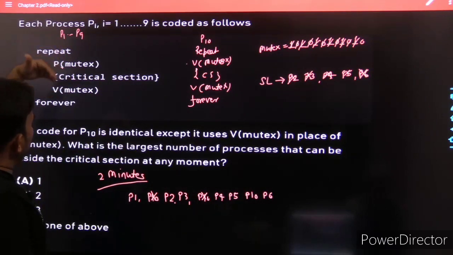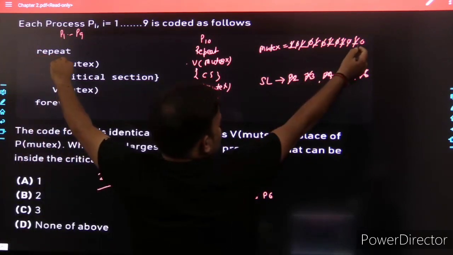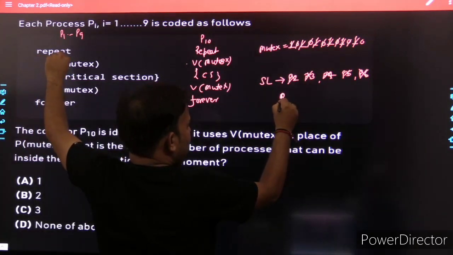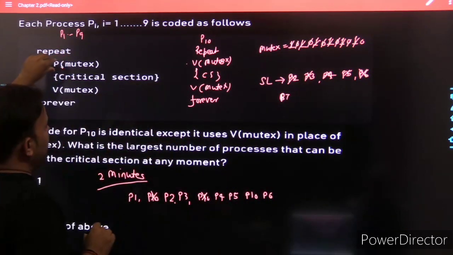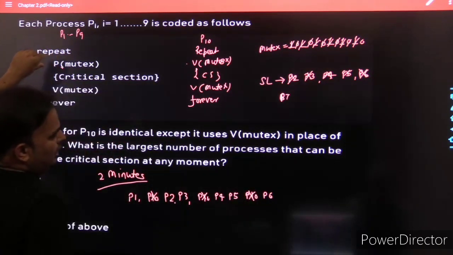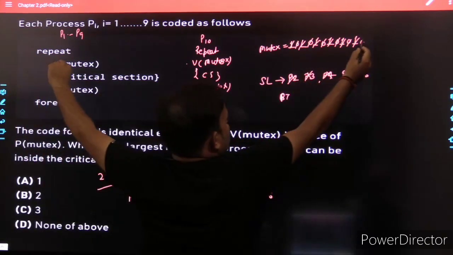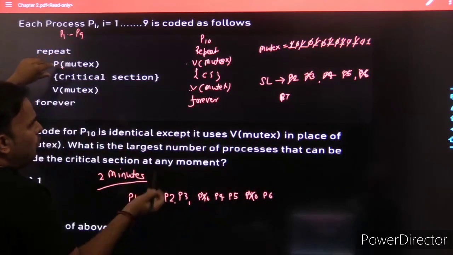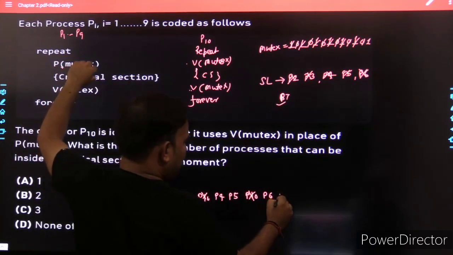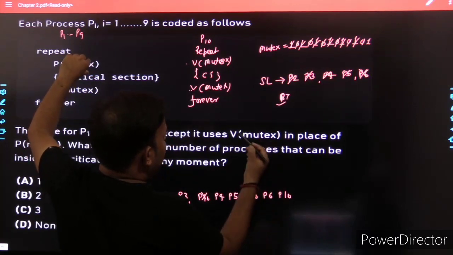Now P7 wants to go into the critical section. Can P7 go? No, because when P7 performs the down operation, the mutex value is 0. So it will block, and P7 will go to the suspended list. Suppose P10 completes its execution and wants to leave the critical section, it will execute this up operation. So it will make this 0 to 1 and wake up this P7 process.